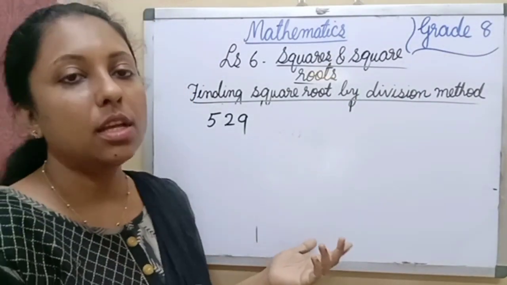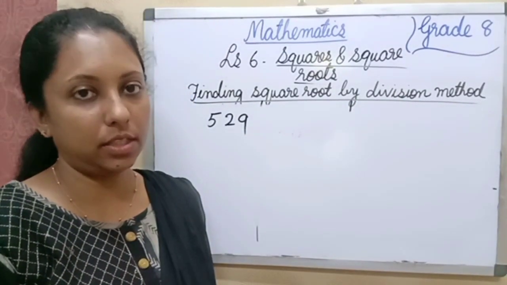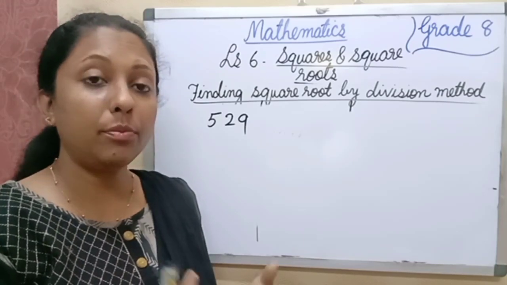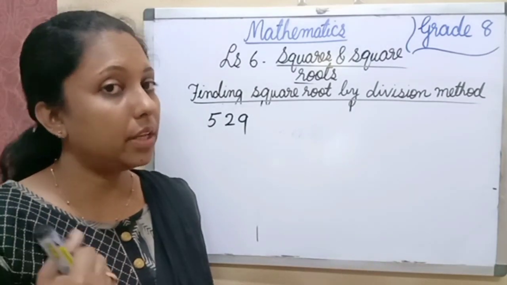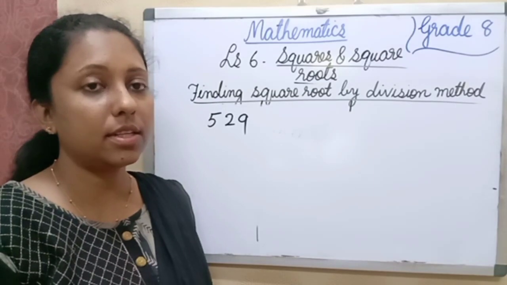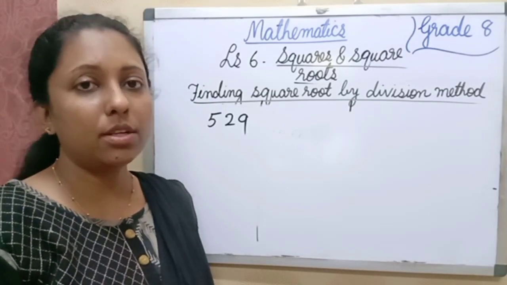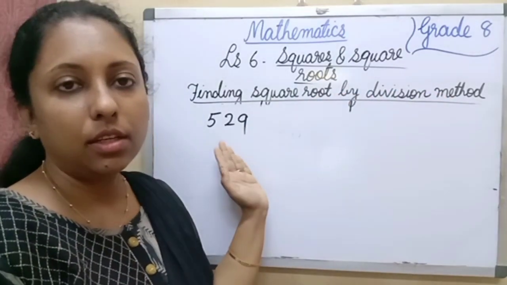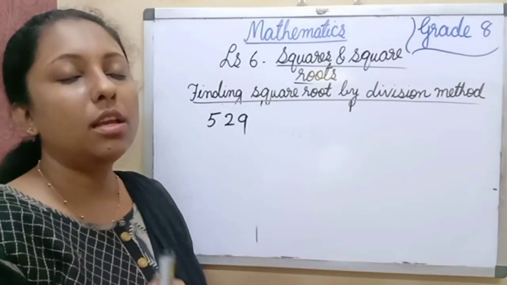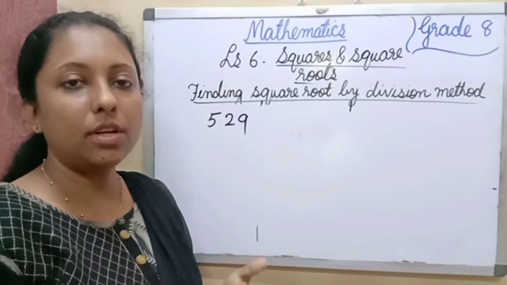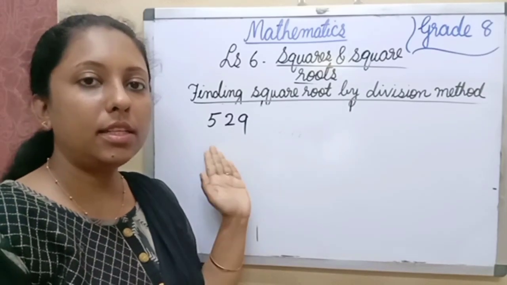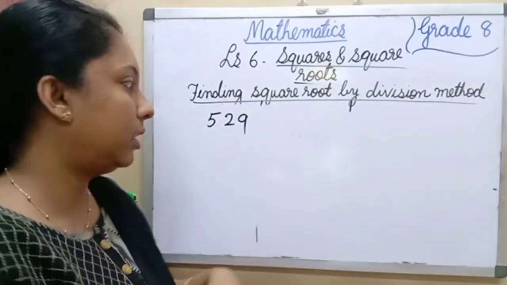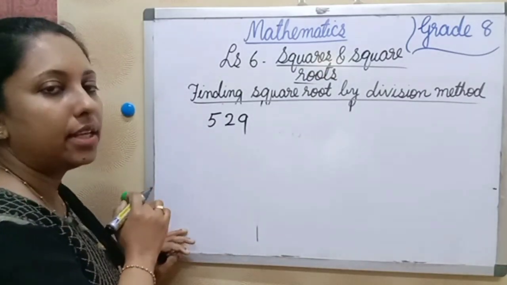Before, we studied the prime factorization method. But if it is a very big number, it is very difficult and time consuming using prime factorization. So using the division method, it is easy. If it is a very big number, a 5 digit or 6 digit number, then it is easy using the division method. Then 529 is the number.